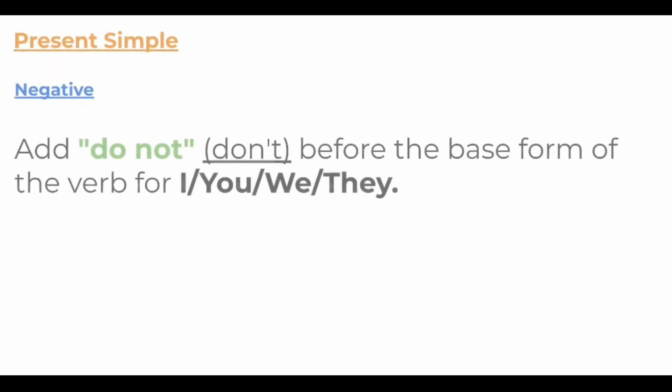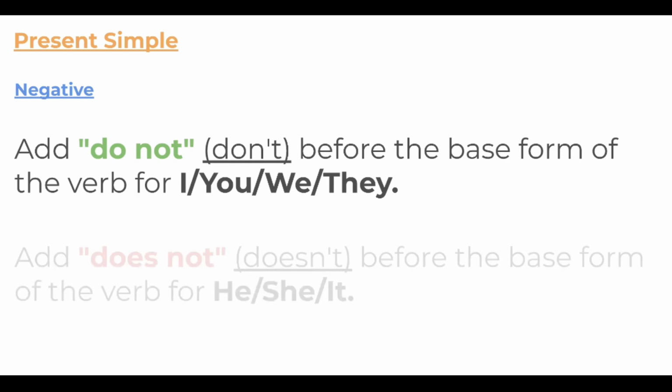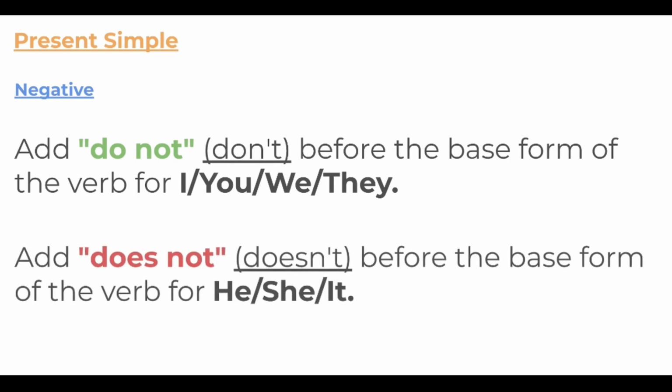Alright, so let's look at the present simple and how you can form a negative. So, in order to form a negative, you want to add do not before the base form of the verb for subjects like I, you, we, and they. Or does not before the base form for the subjects he, she, and it. Okay, so you've got do not and does not depending on the subject.